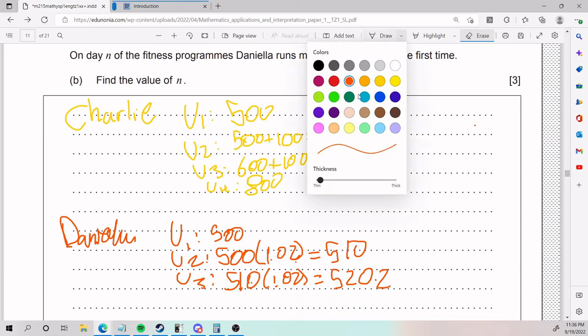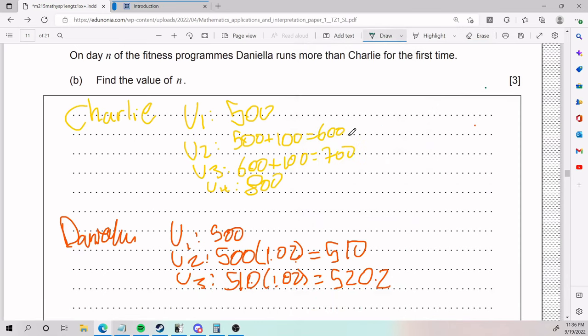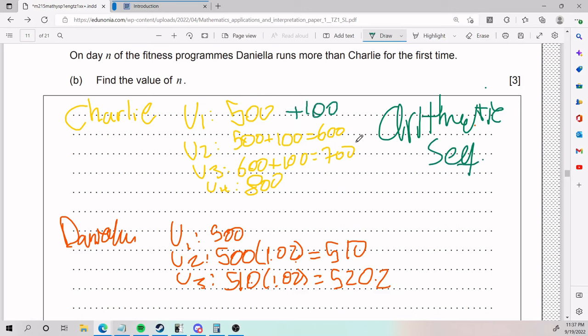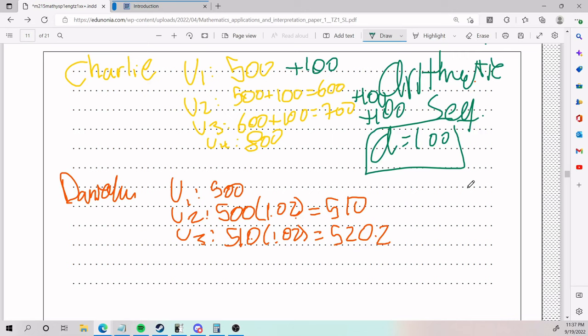Now, why is it important to do this? Just the first couple of terms help us understand the nature of Charlie's running and the nature of Daniela's running. The nature of Charlie's running is what we call an arithmetic sequence. It always increases by plus 100, no matter what. So this is actually d equals 100 in our formula booklet. For Daniela, it increases in a different manner, a bit more exponential. This is what we call a geometric sequence.